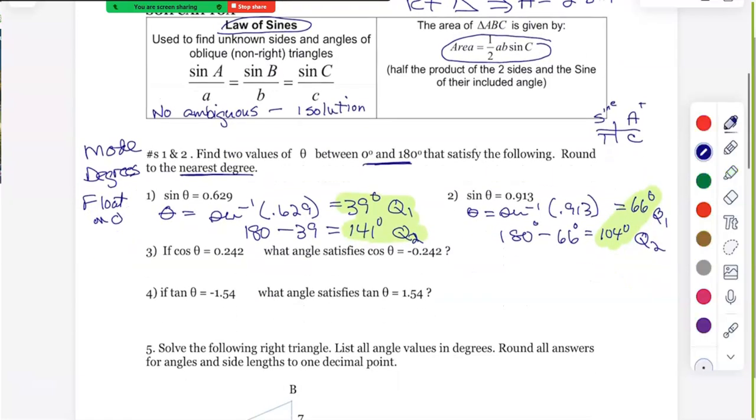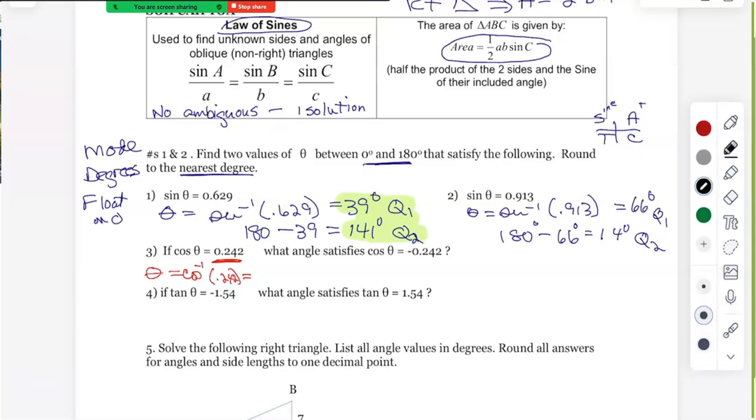Okay, the next one says, if the cosine is this, let's just figure out what that angle is. The angle is going to be cosine negative 1 of 0.242. That angle ends up being, oh, let me change one thing. You should have said, no, this is not 104. This is 114. So that should be 114. Okay, sorry. So keep going forward here.